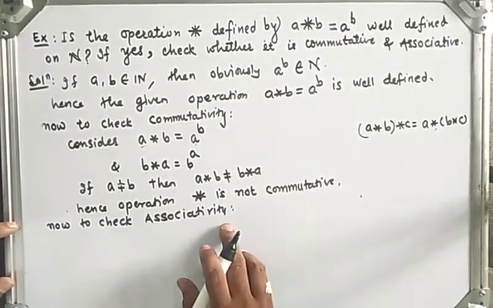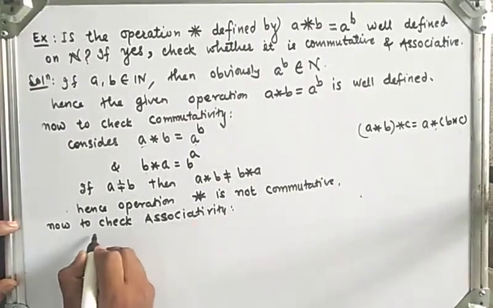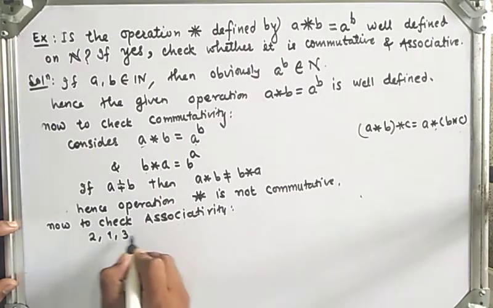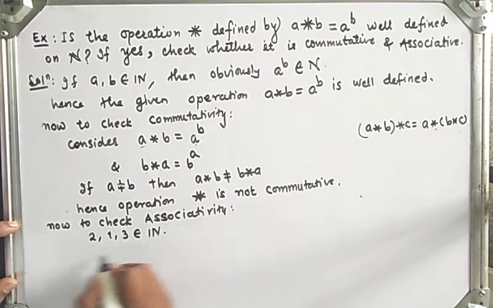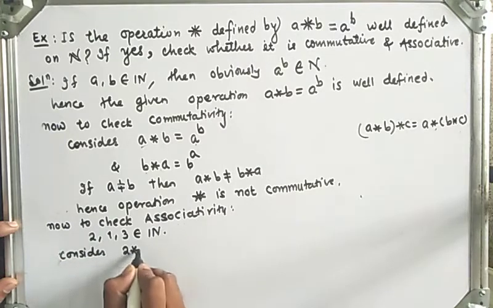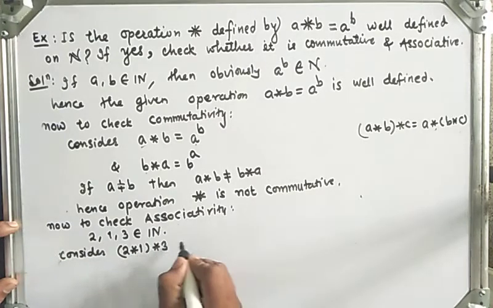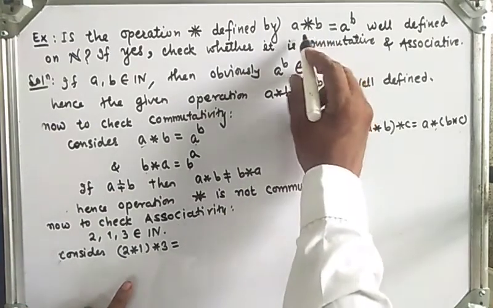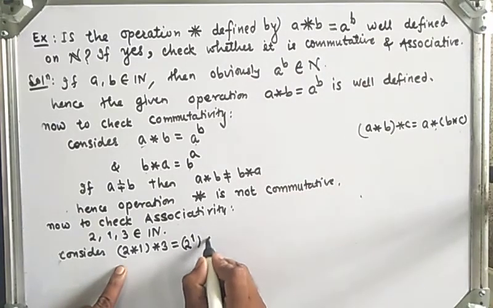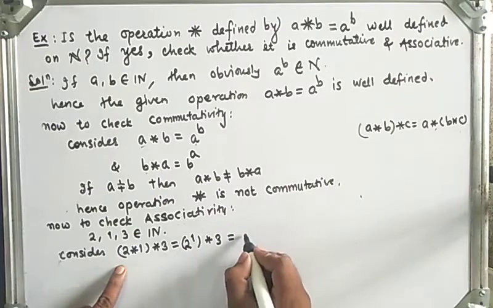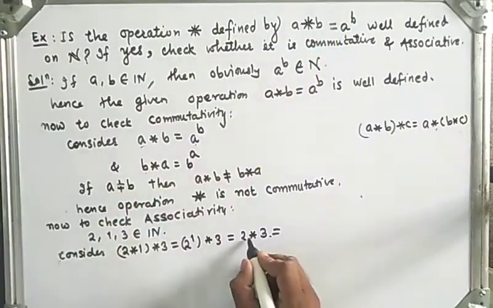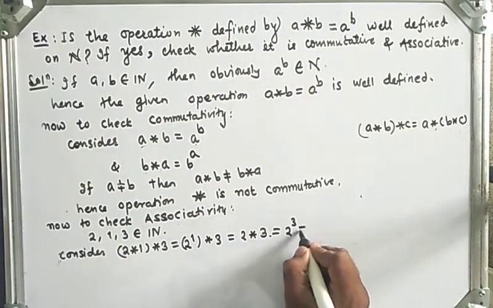Now to check associativity, for that I will take 3 elements. Let's take 2, 1, 3, which belong to natural numbers. Now consider (2 star 1) star 3. By using this definition, a star b is a raised to b. So 2 star 1 is 2 raised to 1, star 3. So 2 raised to 1 is 2, star 3. So 2 star 3 is 2 raised to 3, which is 8.